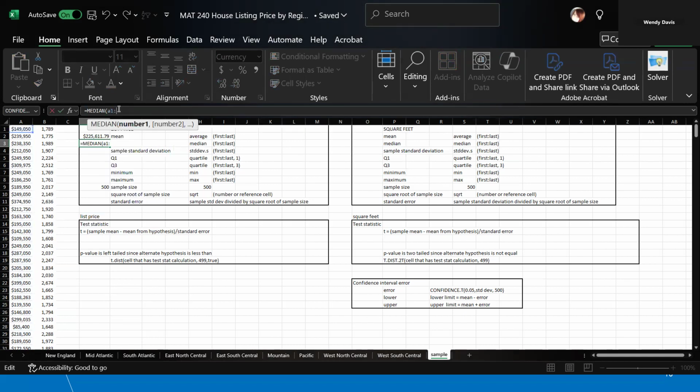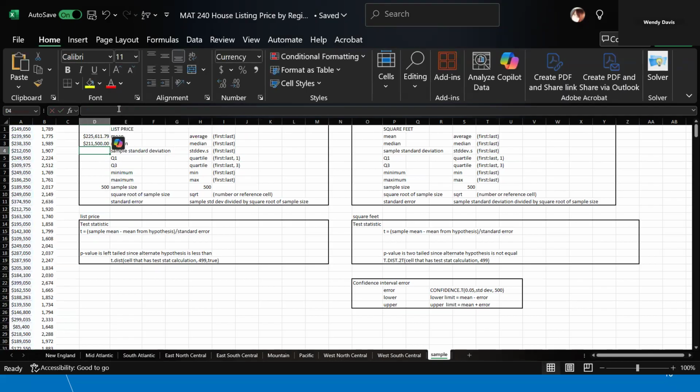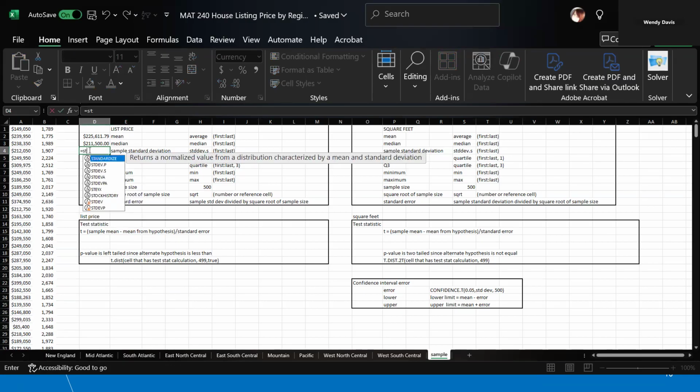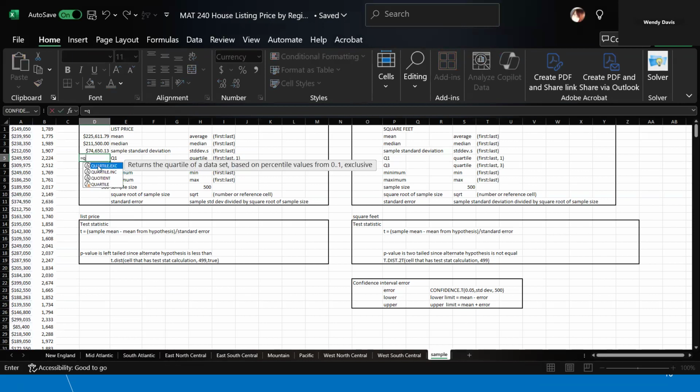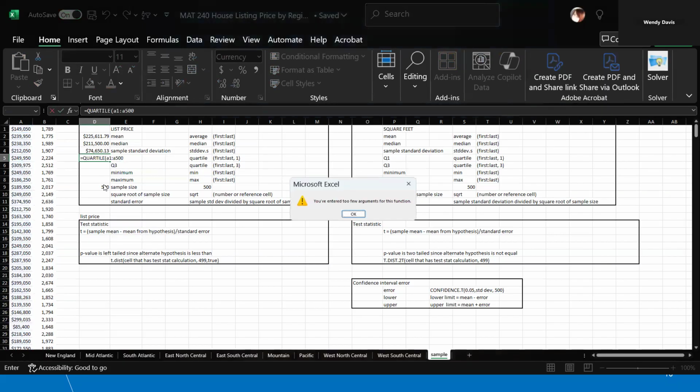Same thing, A1 to A500. Okay, sample standard deviation. Now that function is STDEV. The .S is the one we want because we want the sample. So A1 to A500. Okay, Q1 is the quartile function. Okay, just quartile. Same thing, A1 to A500.